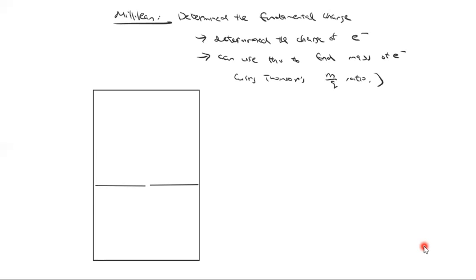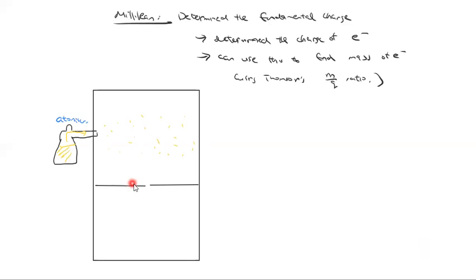Basically, what Millikan did is he pumped in oil. He's got an atomizer, and we pump in tiny droplets of oil here. So we've got oil. So this is an atomizer. Now, oil droplets will not necessarily all be the same size, all right? So basically, that's a drop.